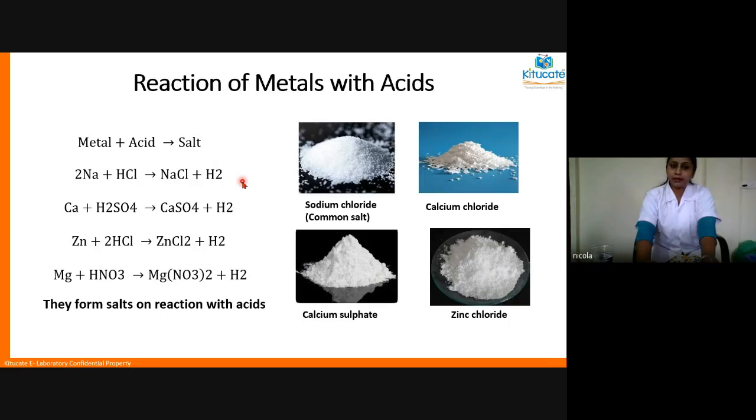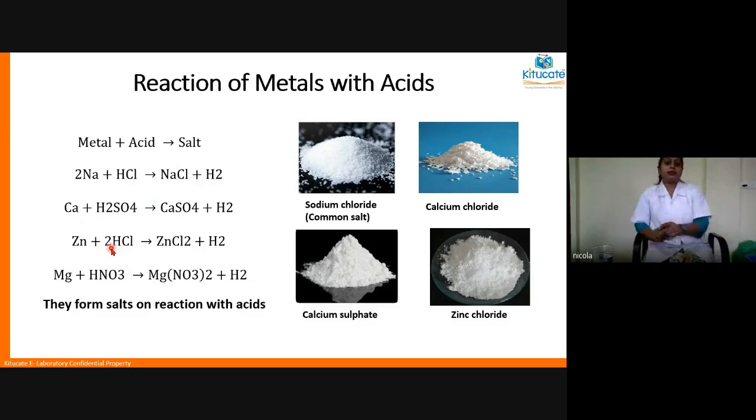In the same way, look at the second reaction: calcium plus sulfuric acid gives calcium sulfate plus hydrogen. So what happens to calcium? Calcium, Ca, reacts with SO4 to form calcium sulfate, and hydrogen gas is evolved out. Are you all able to know how the reaction is taking place? In the third case, Zn, that is zinc, combines with Cl, and it forms zinc chloride, and hydrogen gas is evolved.